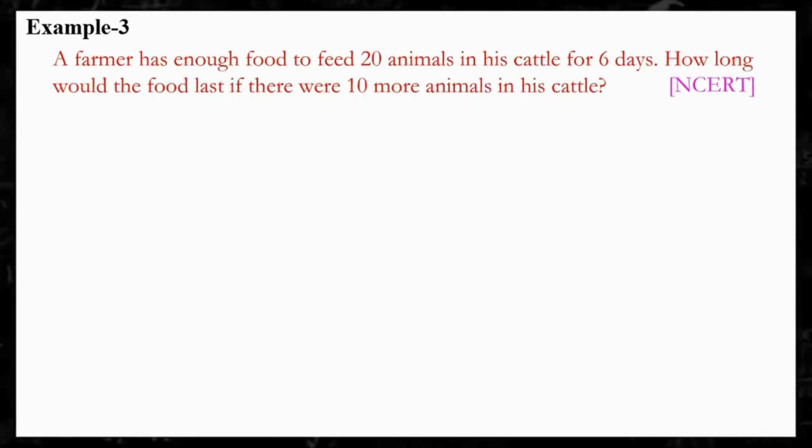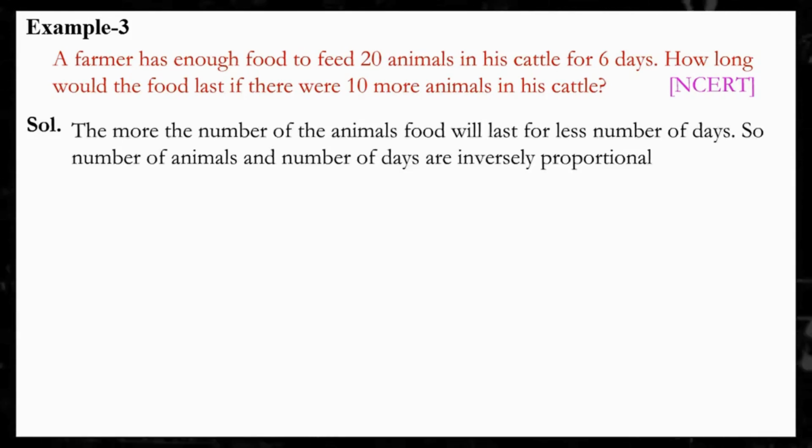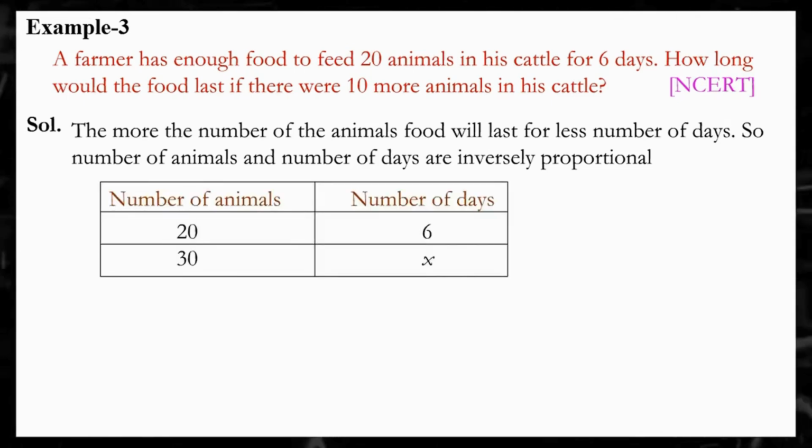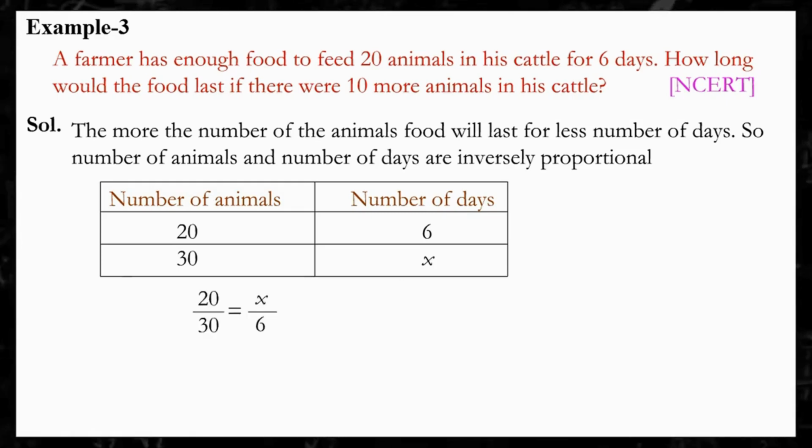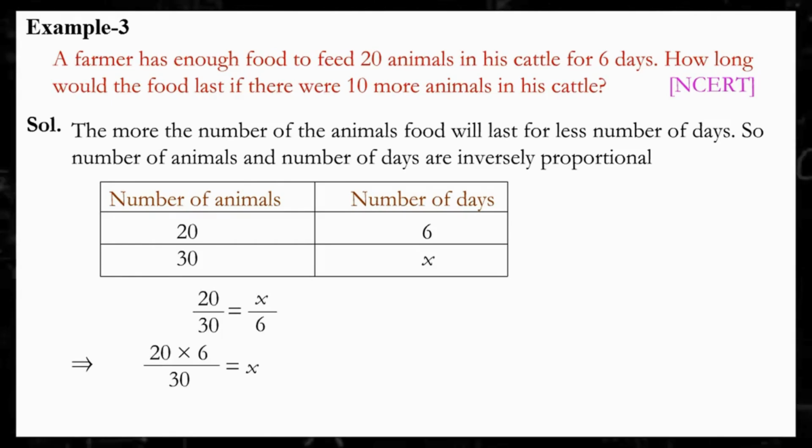Example 3. A farmer has enough food to feed 20 animals in his cattle for 6 days. How long would the food last if there were 10 more animals in his cattle? NCERT. Solution. The more the number of animals, food will last for less number of days. So number of animals and number of days are inversely proportional. Number of animals 20, number of days 6. Number of animals 30, number of days x. So 20 upon 30 is equal to x upon 6. This implies 20 into 6 upon 30 is equal to x. That is, x is equal to 4 days.